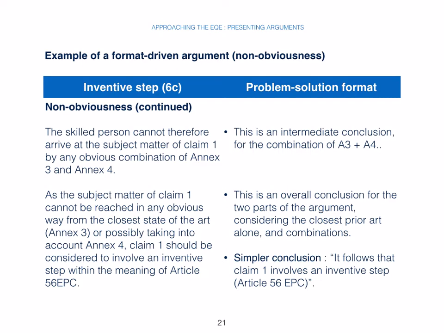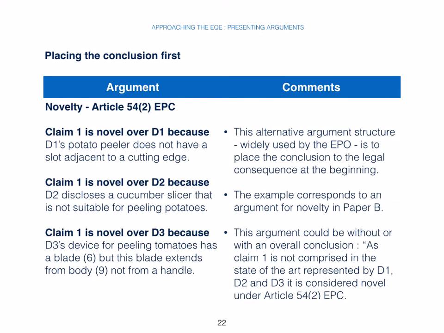This brings our discussion of inventive step arguments to an end. Next, we will deal with a different argument structure, placing the conclusion first. Here I have taken some arguments on novelty. The arguments run: Claim 1 is novel over D1 because D1's potato peeler does not have a slot adjacent to a cutting edge. In other words, the conclusion is at the beginning.